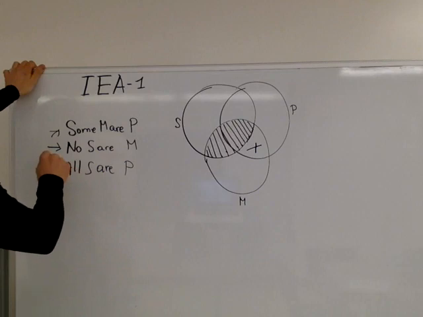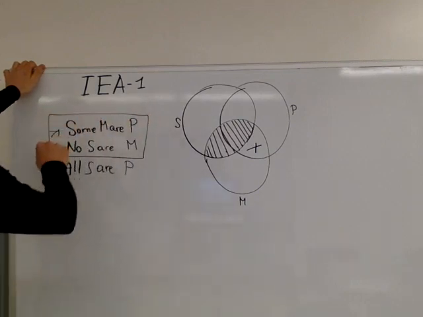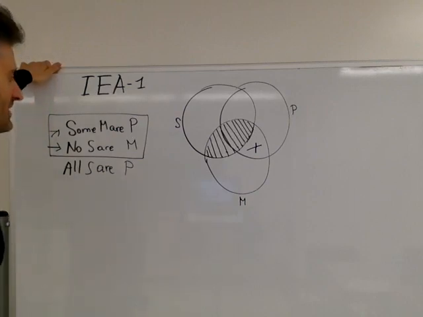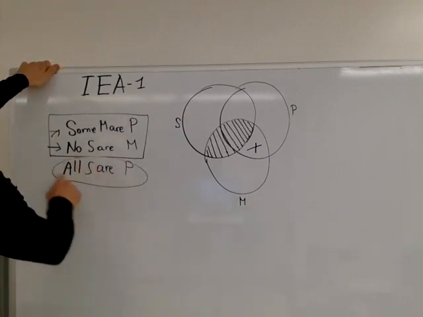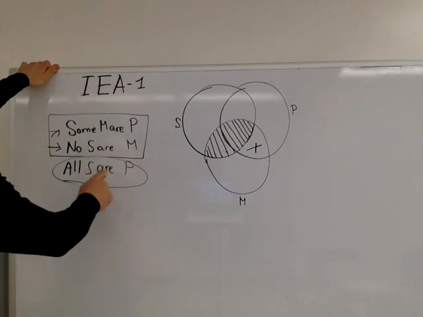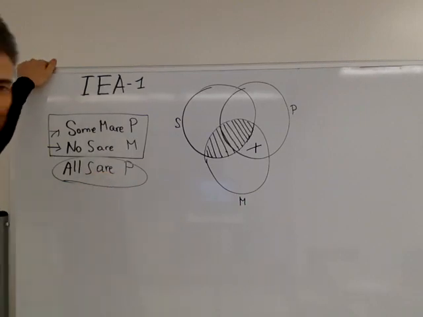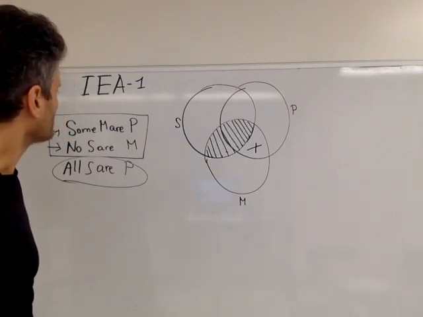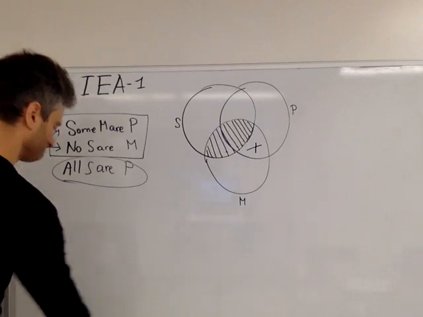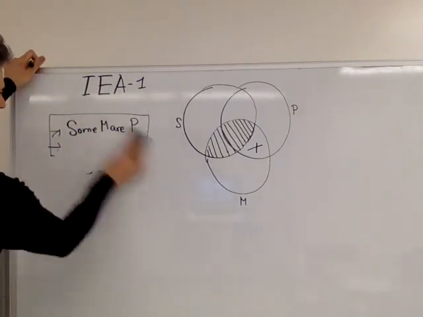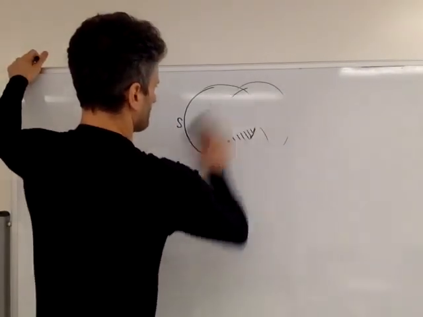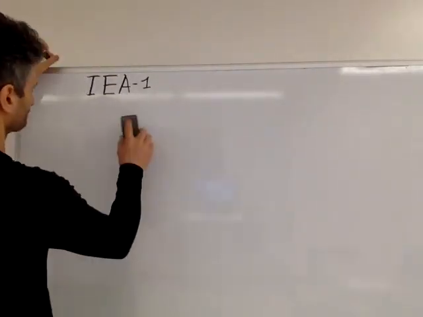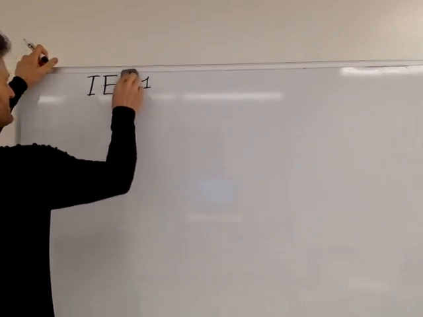Okay, now, once again, we diagrammed our premises. Let's see if the conclusion shows up, if the conclusion is diagrammed as a result. All S are P. No, it's not. It's not diagrammed as a result. Now let's work out another example. Let me do this.